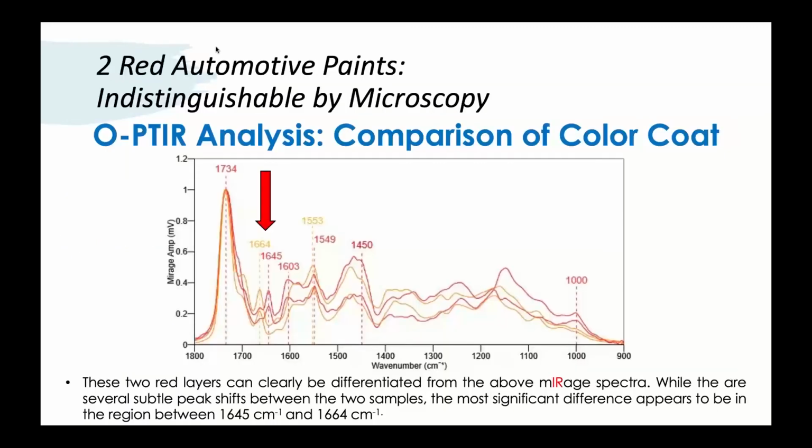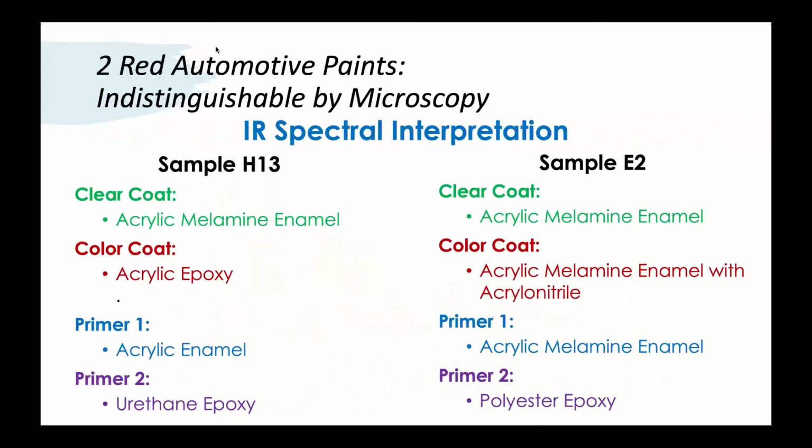Now, getting back to the O-PTIR analysis, when we looked at the color coats, which by fluorescence really didn't give us much information, you could see some real differences, particularly in the peaks at 1664 and 1645. So within that region, there's significant differences that allow them to be differentiated. And when we did a manual spectral interpretation, all 4 layers of the paint could be seen and differentiated.